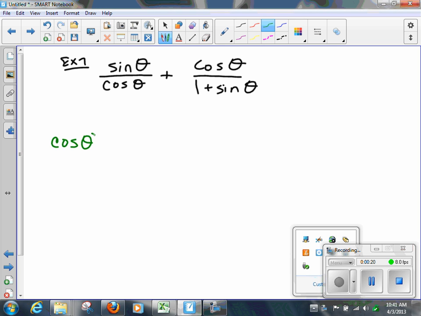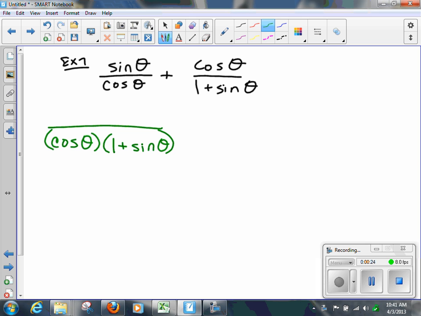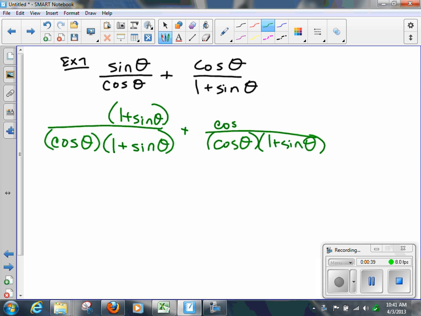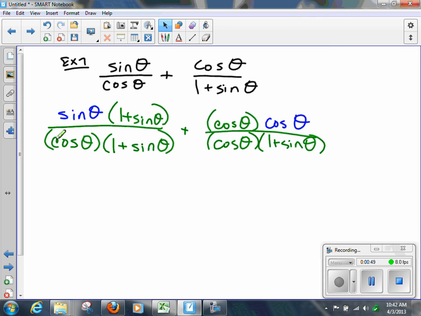So we got cosine theta, or x, whatever you used. I'm multiplying them together. Okay? And then what I multiply to the bottom, I have to multiply to the top. Here I multiplied cosine, so I'm going to multiply cosine to the top of this one. And then I'm going to go back and I'm going to put what's already there. Cosine over here.